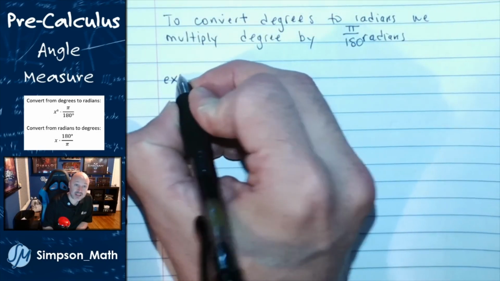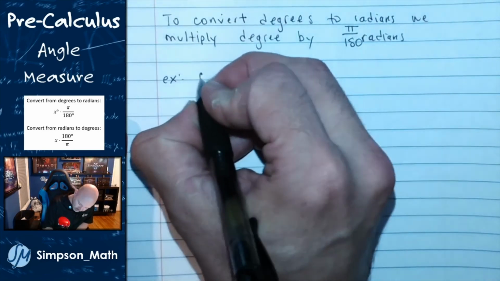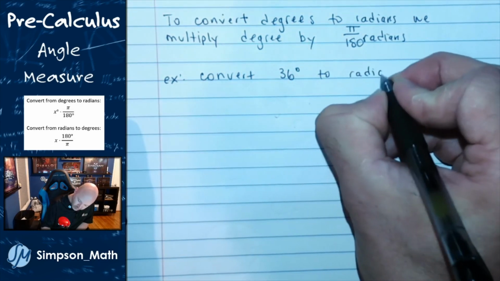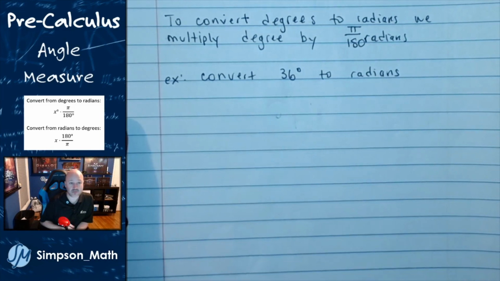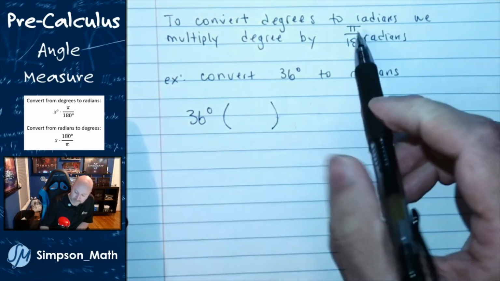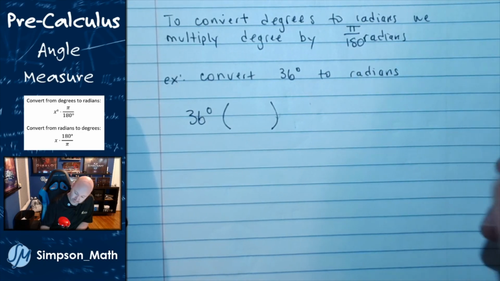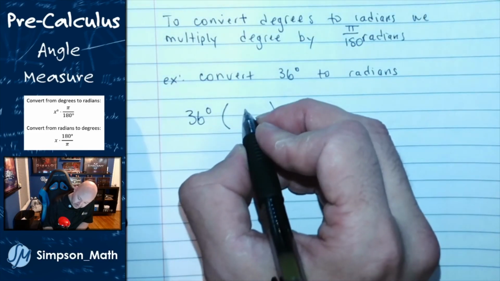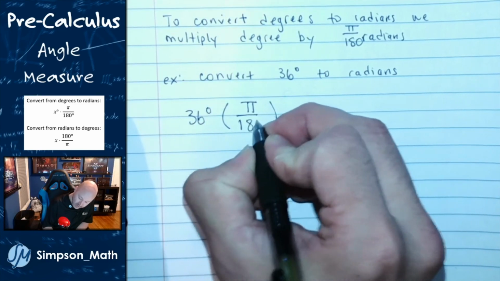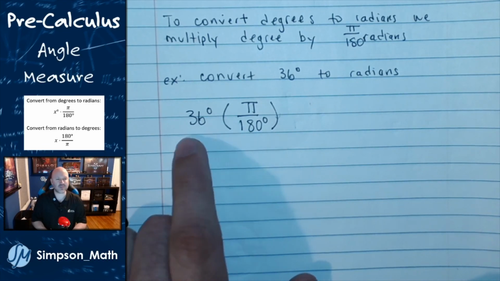Here's an example. Let's convert 36 degrees to radians. You can pause the video and try it yourself. I'm going to take 36 degrees and multiply by this relationship, pi over 180. I wish that radians was written up there. This is pi over 180. Again, I'm just multiplying by 1, so I'm not changing the value, I'm just changing what it looks like.